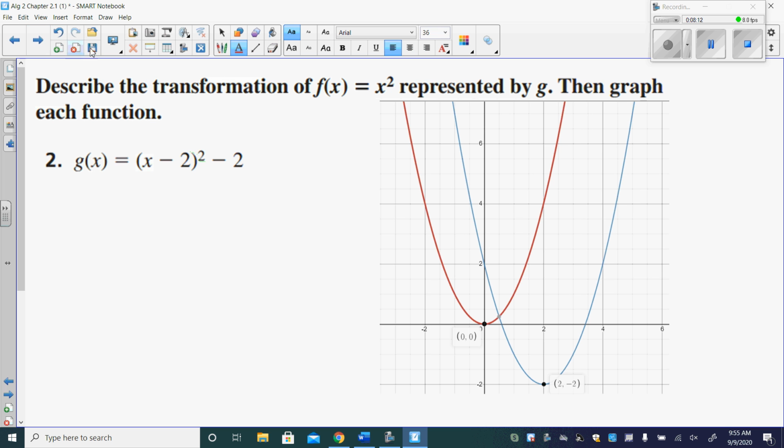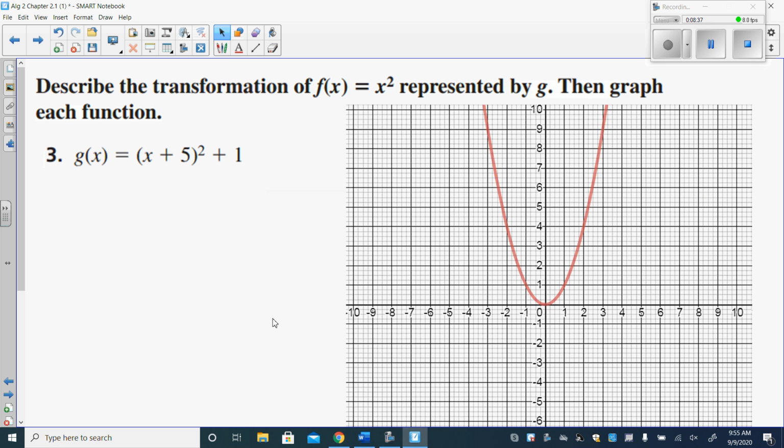Now, if we were to graph it again, I'd plug it into the graphing calculator and let it graph it for us. So our original function x squared had a point at 0, 0, and we said what? It moved 2 units to the right and down 2. So 1, 2, 1, 2, and we get to this point here. And that's it. That's all we have to do for this one here.